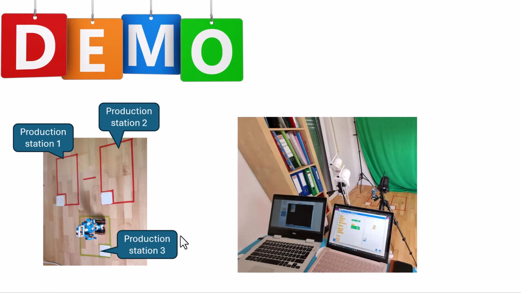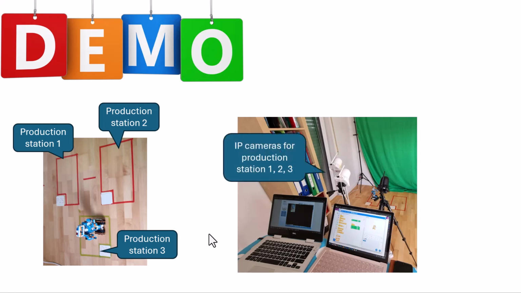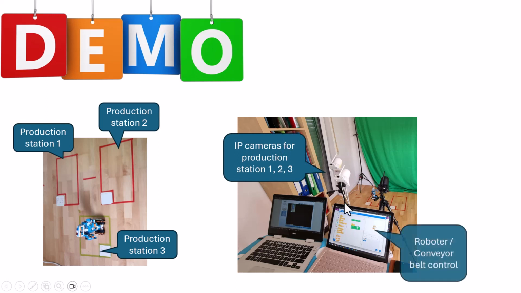And the whole equipment that you will not be able to see is basically here. I have my cameras or sensors here, and here I have my robot or conveyor belt control. And of course I'm using Lego robots because I like to play with them. But now let's have a look at how this works and how easy it is to get this up and running.